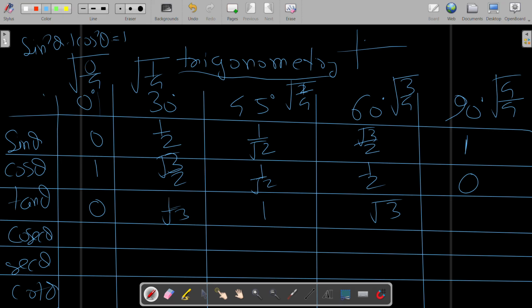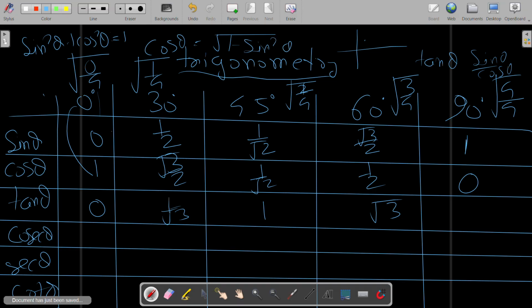Tan theta is equal to what? We know tan theta equals sin theta by cos theta. So this is how this will come. And we derive this by using the formula cos theta equals root over 1 minus sin square theta. Just simply putting the value 0 here, root over 1 minus 0 equals 1. So 1. Similarly, just simple calculations. This will become infinity, 1 by 0 infinity.